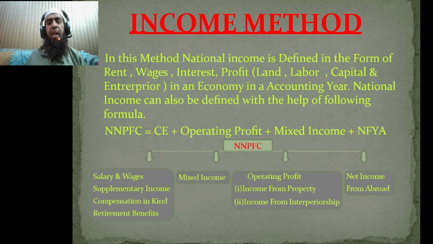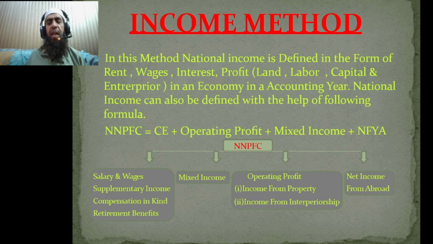Income from property means rent, royalty, interest. Income from enterprise is dividend, corporate tax, undistributed profit. Difficulties of the income method: lack of data, problem of undistributed profit, problem of dividend, allocation of mixed income.